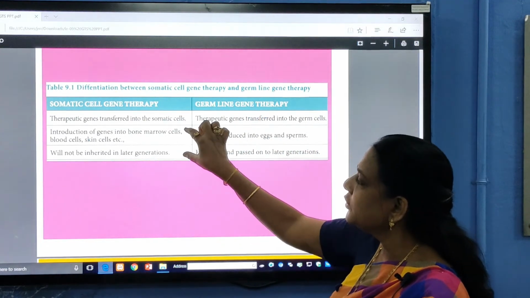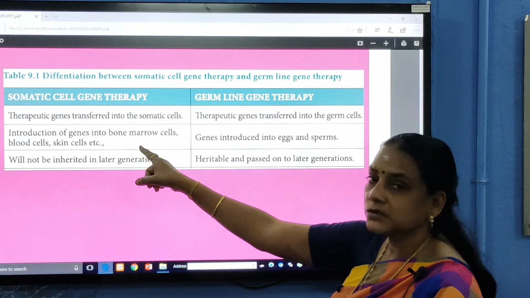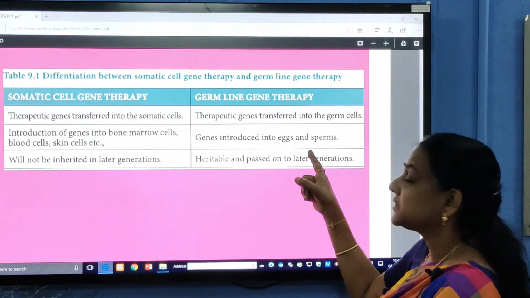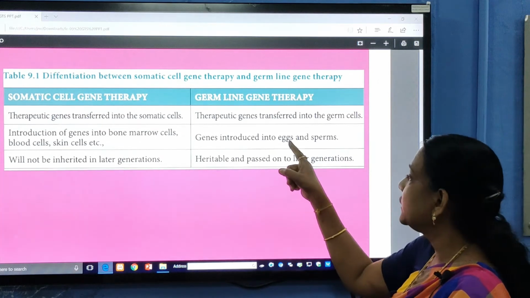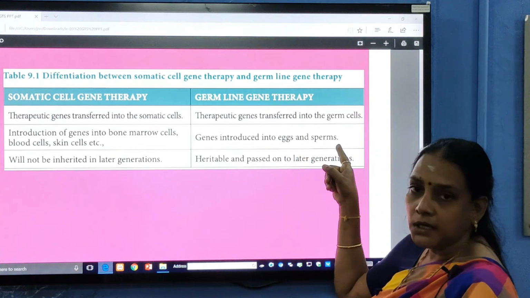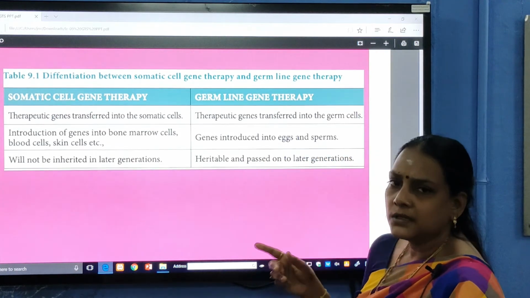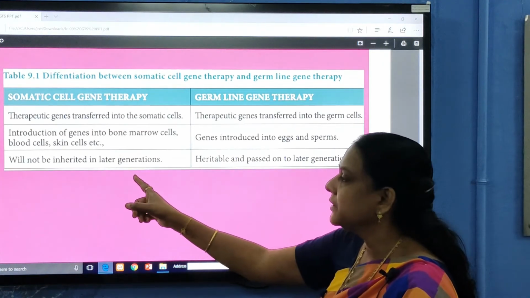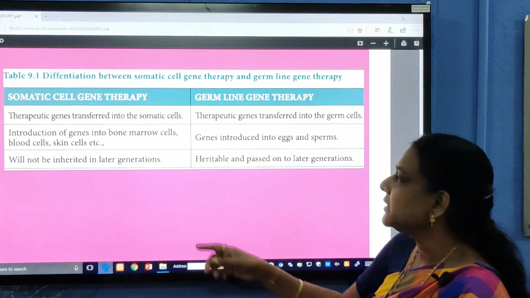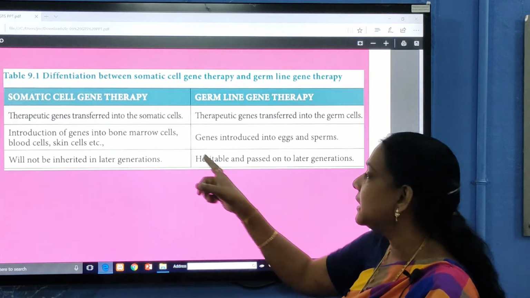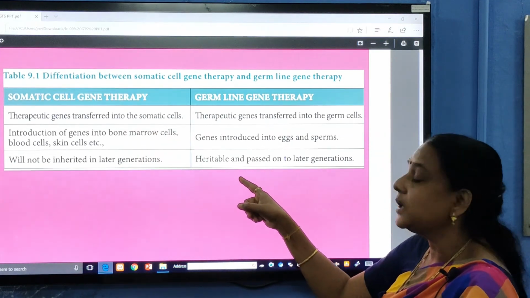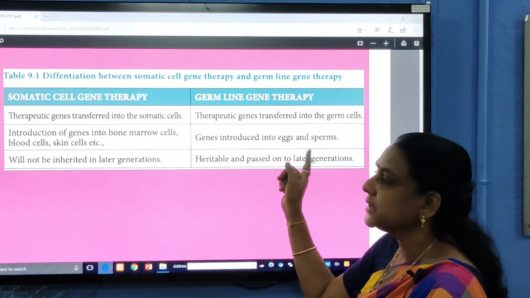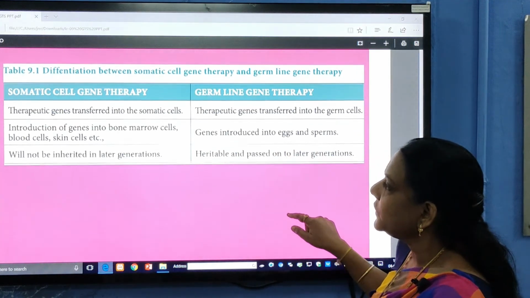Another one, where can you introduce this? This can be introduced into the bone marrow cell, blood cell, skin cell, whereas for germ cells you have to introduce only in the egg or in the sperms. Okay, they are the genes. In those genes alone you can insert. Next one, this will not be inherited into the later generation because this is only a somatic cell, whereas this is heritable because it is passed on to the next generation. So, these two differences you should learn.